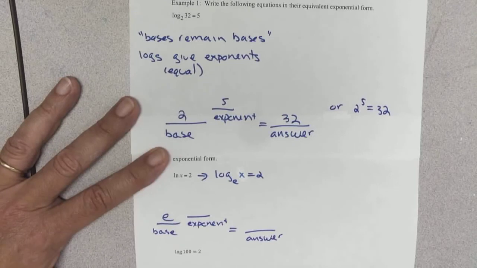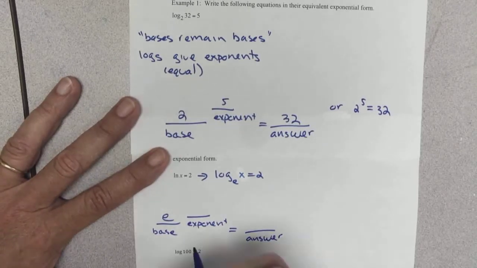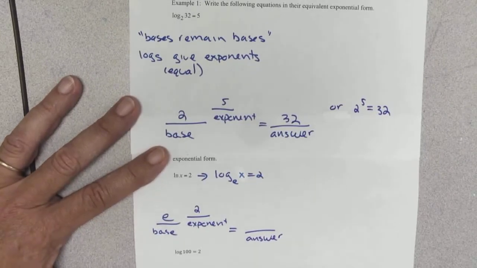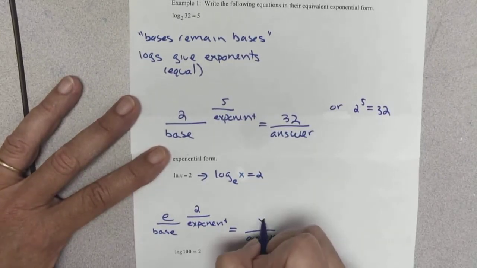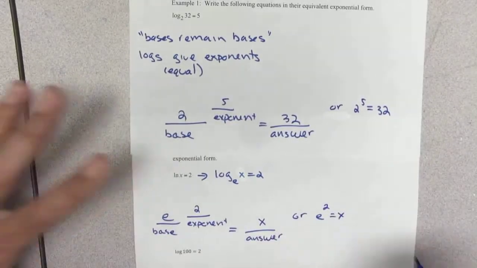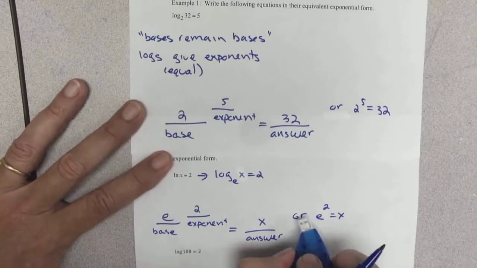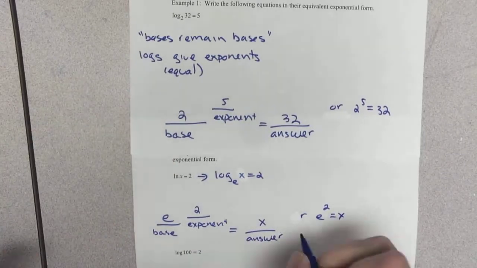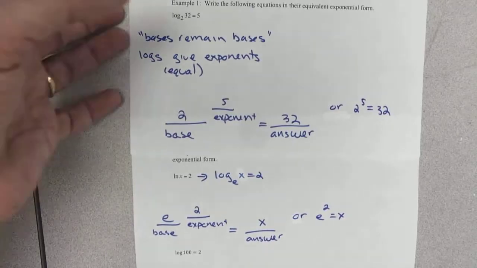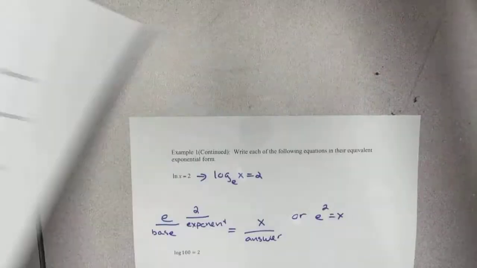Bases remain bases. Log base e, so my base is e. Logarithms equal exponents. Logs give exponents. So my exponent is 2. And then I have one answer blank left, so x. Getting rid of that structure, e squared equals x. Now this one I can't self-check because there's a variable involved, but if there's not a variable involved, you can self-check.